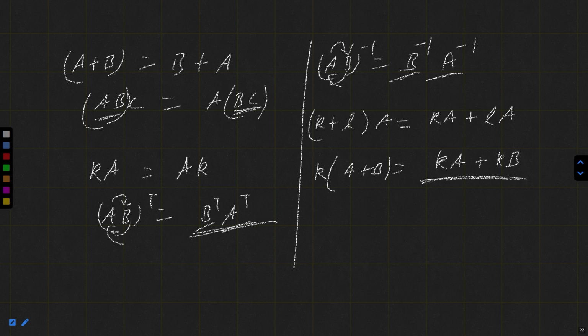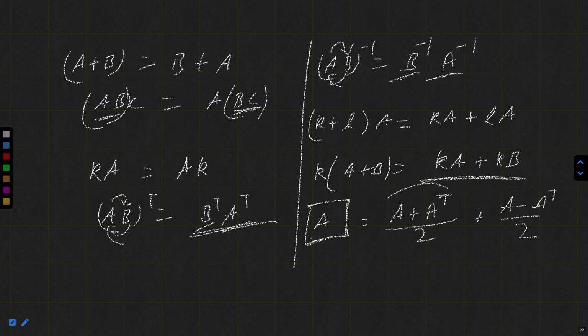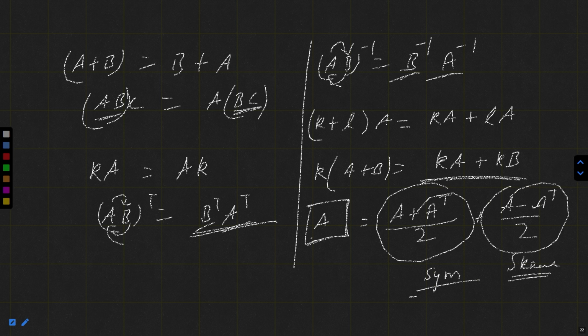Also, if you are having any square matrix A, then you can write this matrix A as the sum of two matrices, where one of the matrices will be skew and one will be a symmetric matrix. You will have (A plus A transpose) by 2, plus (A minus A transpose) by 2. This is your symmetric matrix, and this is your skew symmetric matrix. I hope that it is clear.